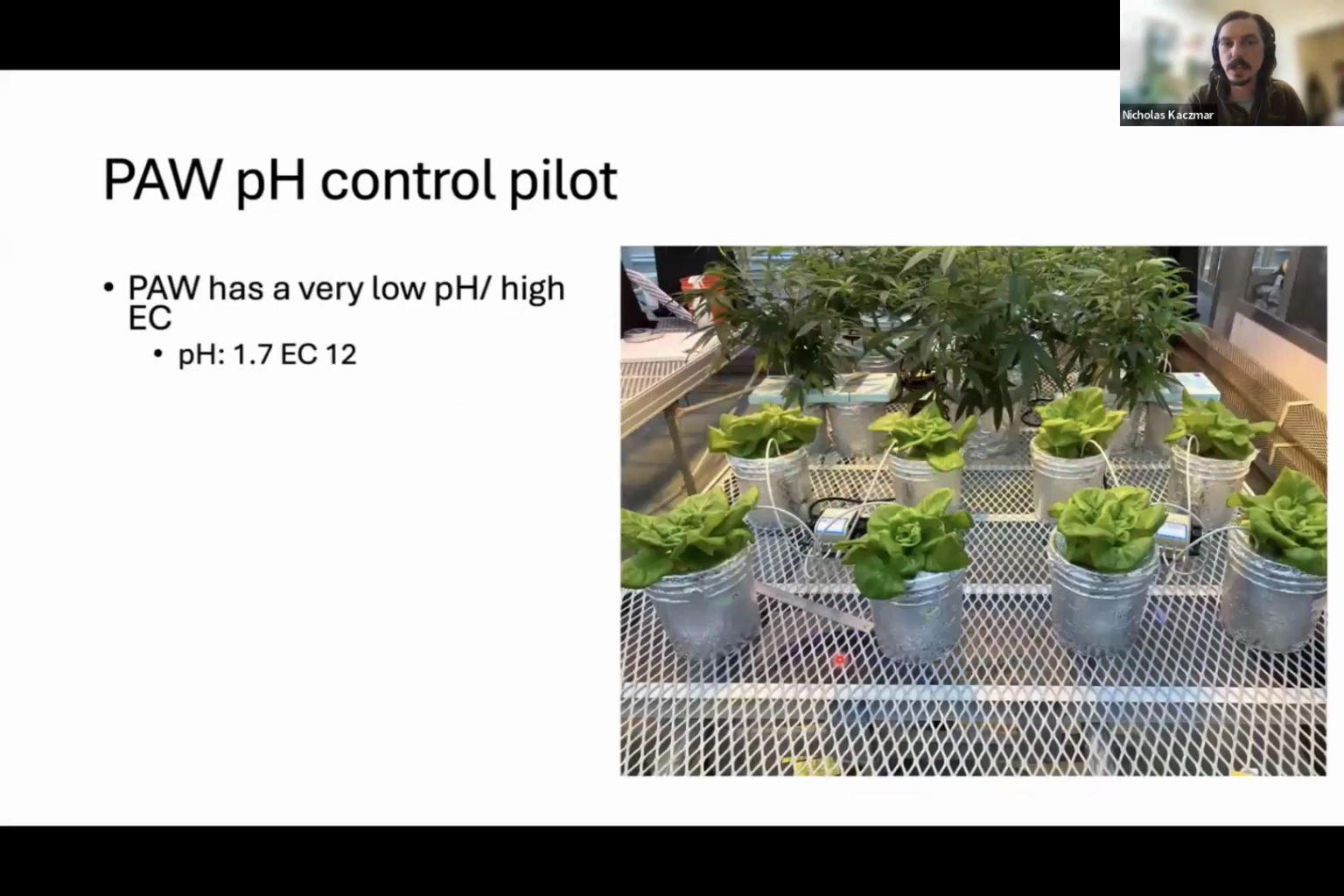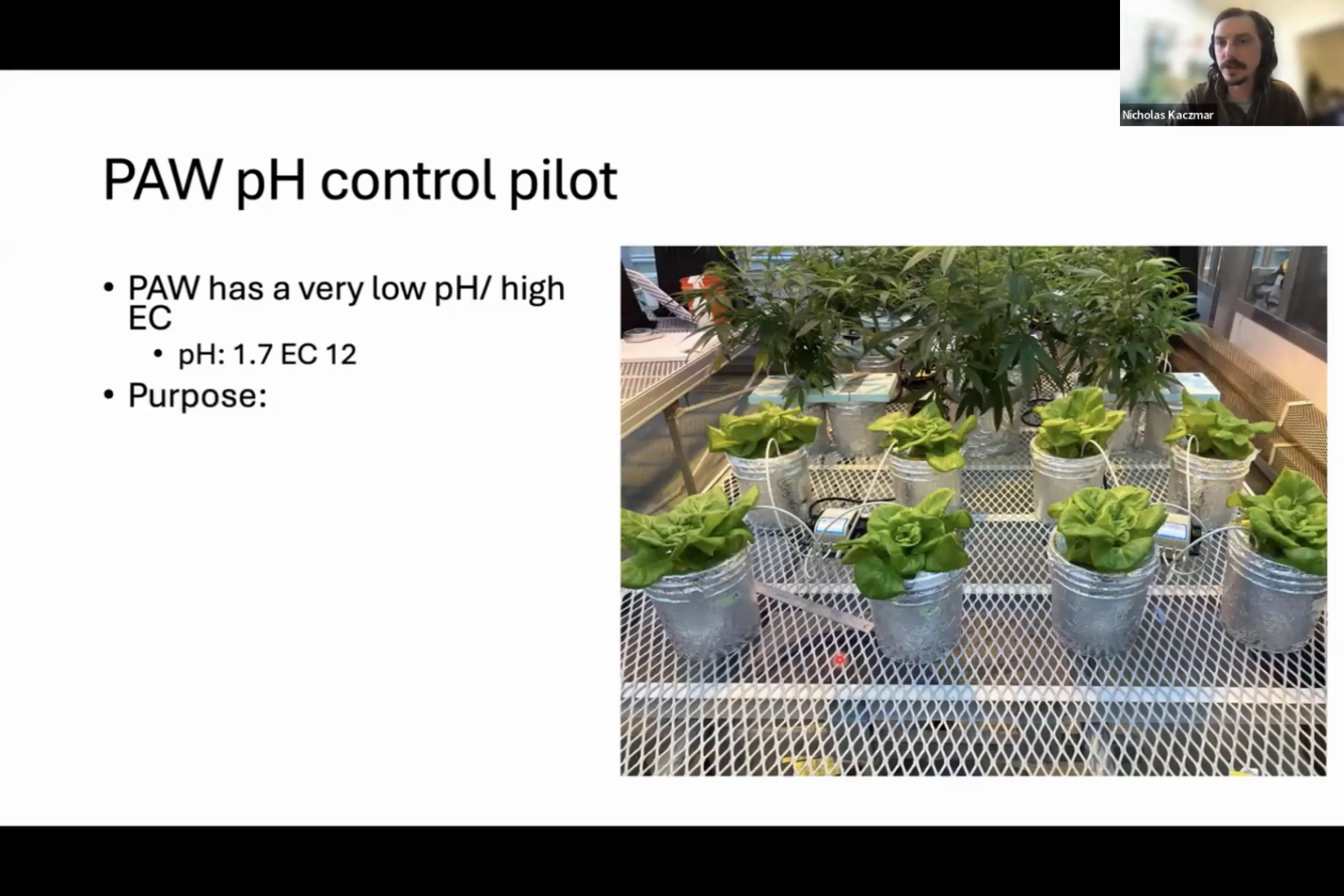But what we've seen here is that PAW has a really low pH. The PAW that we have has a pH of 1.7 and an EC of 12. And so I was thinking, okay, there are benefits to adding PAW to the plant, but how does that work when we try to use it to adjust our nutrient reservoir pH?